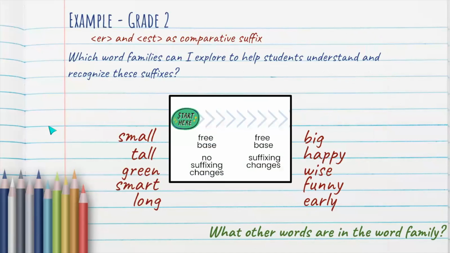So here's an example of what this could look like in grade 2. Grade 2 has both ER and EST as comparative suffixes. Okay, we're comparing things when we're using these suffixes. Little side note, that's not the only job of the ER suffix. So in conversation with your kiddos, we are not going to say that ER is always used to compare. We have to make sure that they understand that ER can have more than one job.